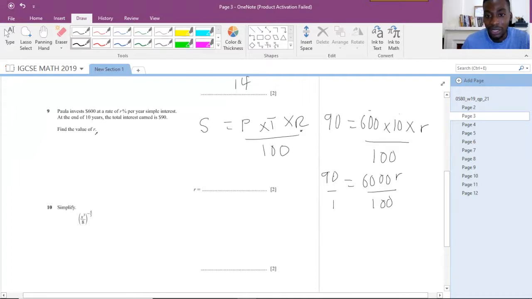I have a fraction on the left-hand side, a fraction on the right-hand side. I can cross multiply. 6,000R is equal to, what is 90 times 100? That would be 9,000.